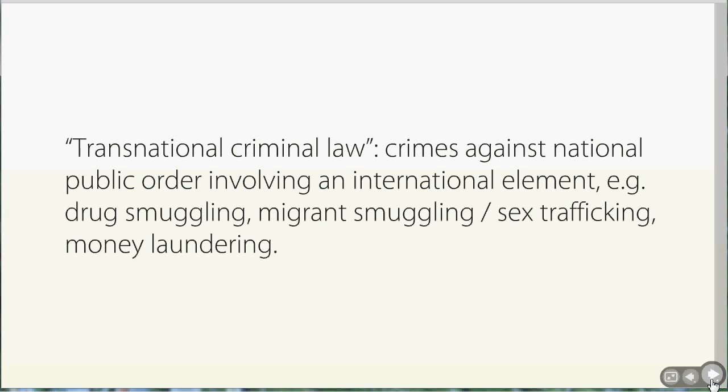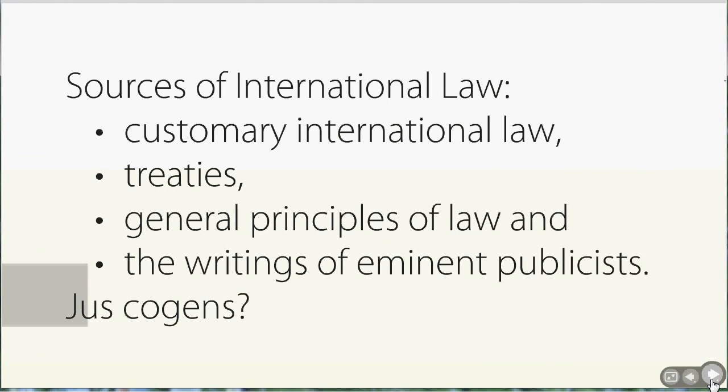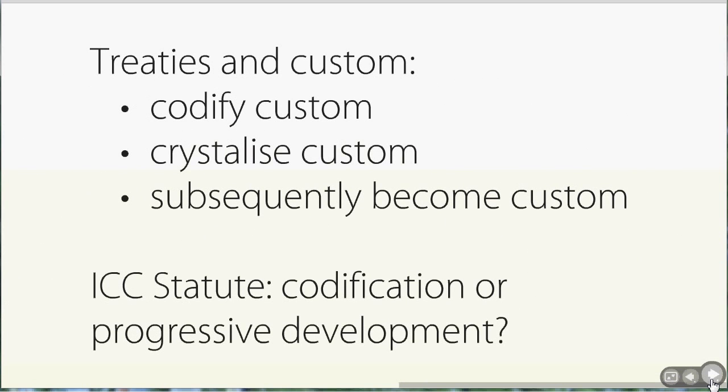We'll spend a certain amount of time in class, but not a great deal of time, on basic ideas of the sources of international law. Customary international law, treaties, general principles of international law, the writings of eminent publicists, and the role of jus cogens. If you're not familiar with this, if you've not done a core public international law unit before, then we can recommend some additional reading. But certainly you'll find some of this reasoning difficult if you've not done a public international law class before. And we'll talk a little bit about the way treaties and custom relate to each other and the role of the ICC statute in our course and why we refer to it very often as evidence of the law.